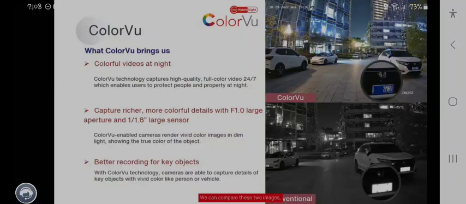We can compare these two images. The upper one is from the ColorView camera. The colorful image brings us more detailed information at night. What's more, Hikvision ColorView cameras are equipped with smart hybrid light. The new technology brings a better experience for night video security.